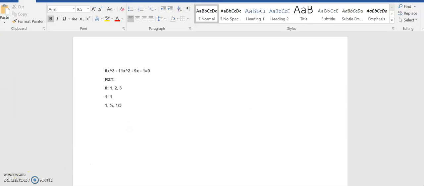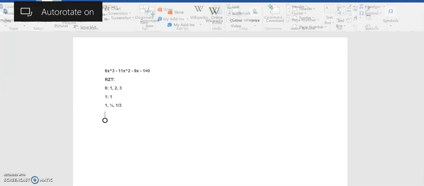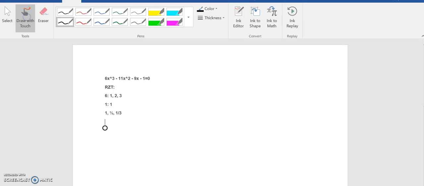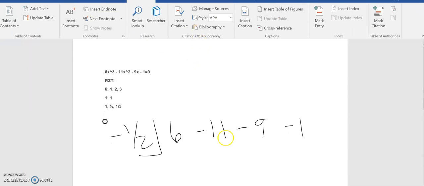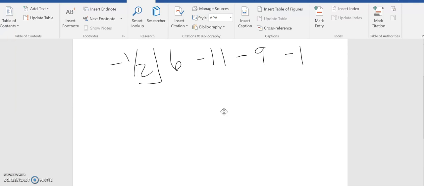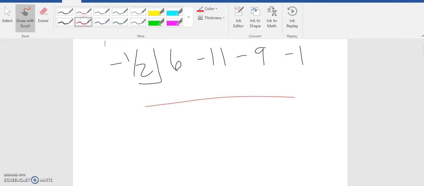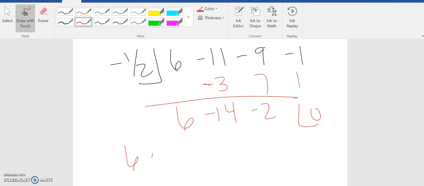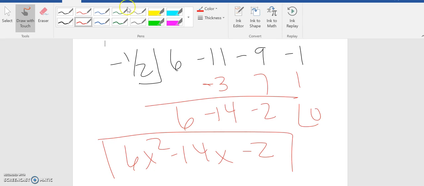Let me find something so I can show you this step. So then I would just simply do my synthetic division. I'm not going to finish this problem, but I'm going to set it up here. So I would go negative 1/2, and I would do 6, negative 11, negative 9, negative 1. The reason I'm doing this is because I want the equation so I can do the quadratic. So then 6, that's negative 3, negative 14, 7, that's going to give me negative 2, which gives me 1, which gives me my 0. So that means 6x squared minus 14x minus 2. This is what I'm going to put in my quadratic to find the last two roots.